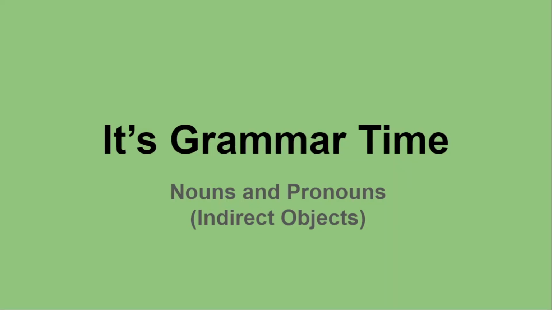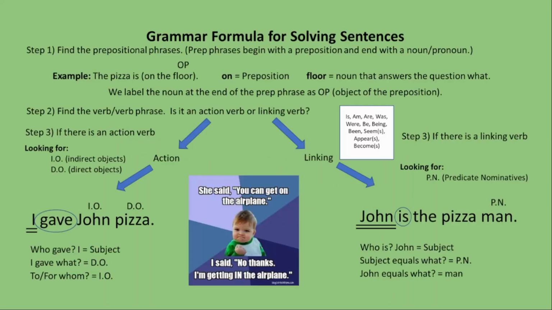It's grammar time. Nouns and pronouns acting as indirect objects. Now, we've done several videos where we've talked about the different ways that nouns and pronouns can act. We're going to put links to those in the description because this video assumes you know how to find the verb, the subject, and any prepositional phrases along with predicate nominatives.